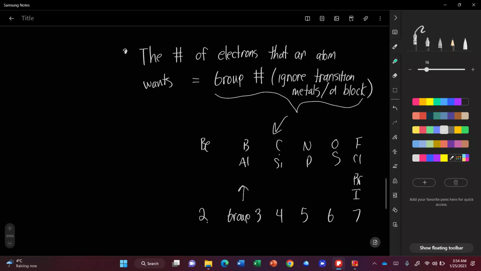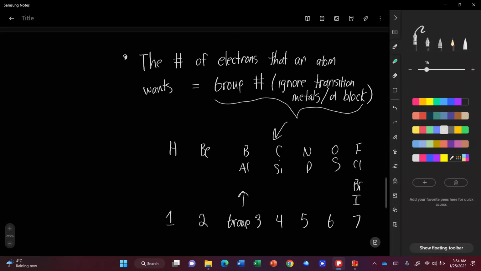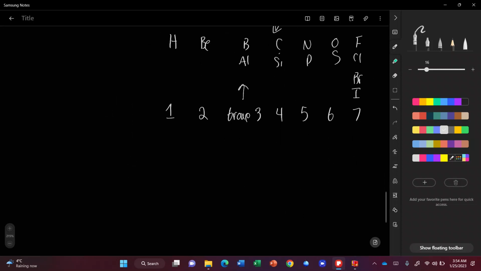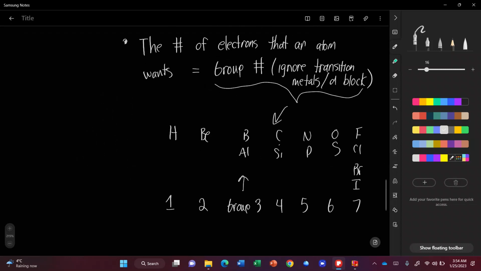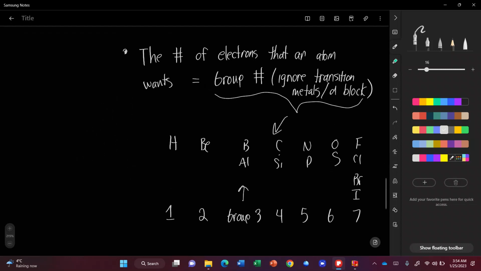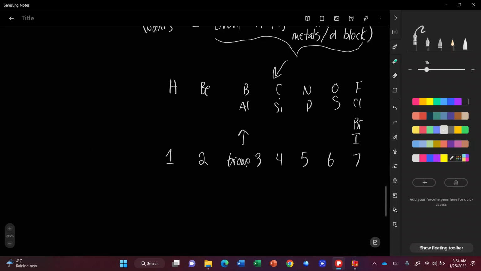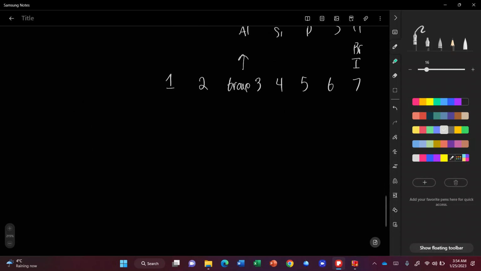Beryllium would be group 2. And of course, hydrogen would be group 1. Okay? So, if you know how many electrons an atom wants in order for it to be stable, then what you can do in a molecule is count how many electrons it has.